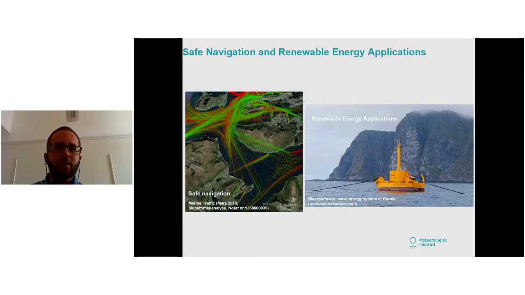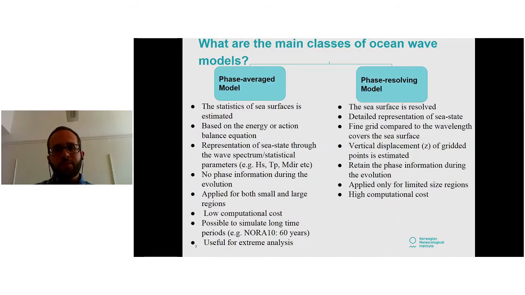Furthermore, renewable energy industries such as offshore wind and wave energy also need accurate wave information, not only for design purposes, but also to estimate the renewable energy resources. As we see in the right image, this is the first wave energy system deployed in Runde that is connected to the grid and converts the wave energy into electricity.